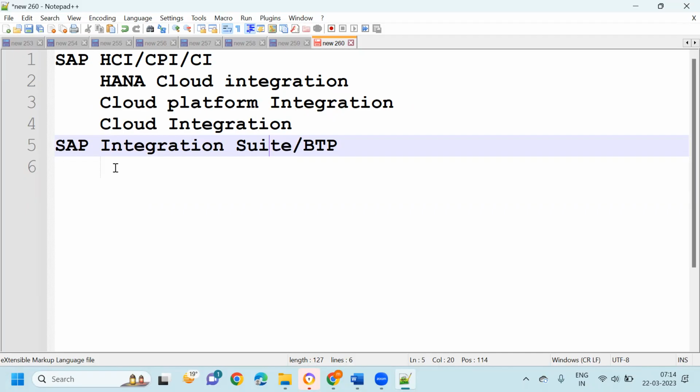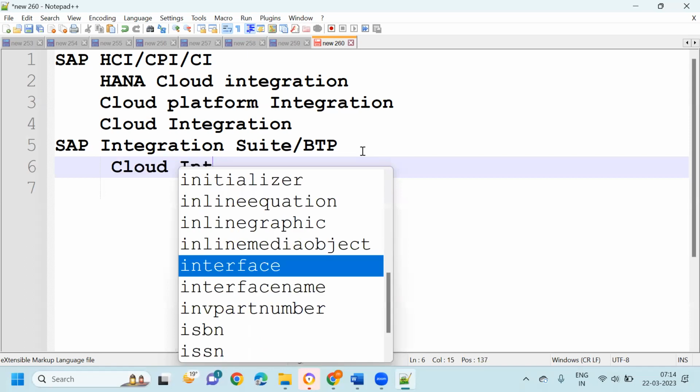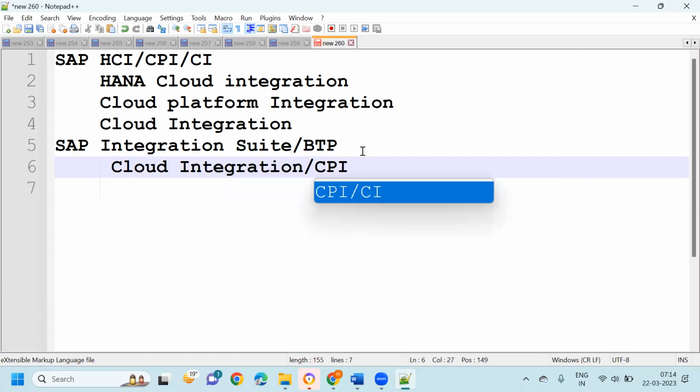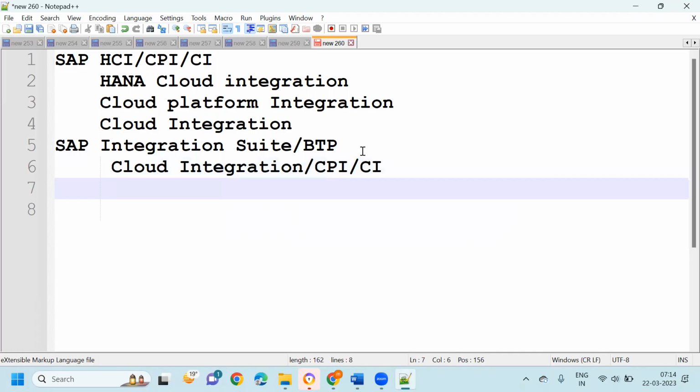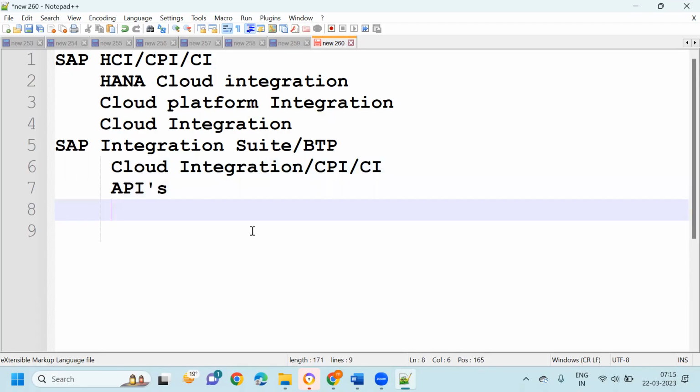Here we can see multiple components, multiple applications. What applications can we see under Integration Suite? That we need to identify now. The first one is Cloud Integration, which is indirectly called CPI, Cloud Platform Integration. The next one is APIs, application programming interfaces. We have an APIs concept here.